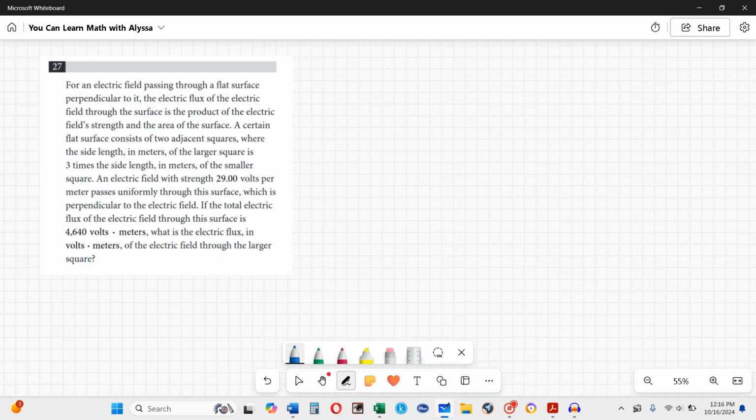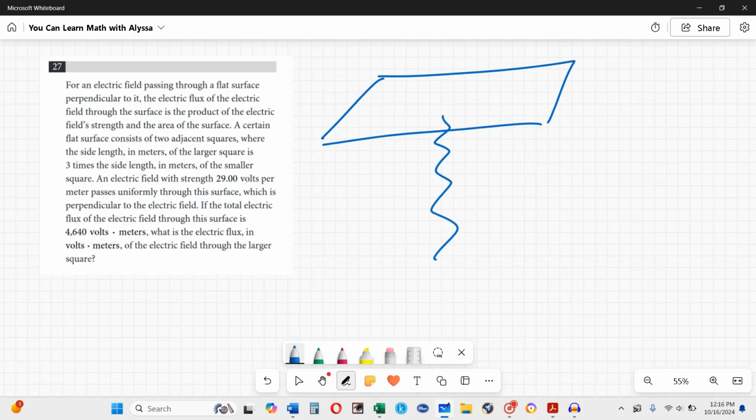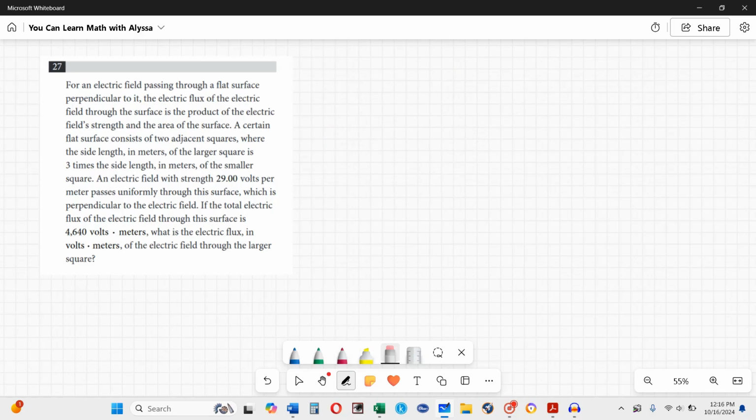Okay. There's a couple different ways to do this. Okay? There's a shortcut way, and then there is a longer way. I'm going to show you both. All right, so the initial idea is we have this flat surface, we have an electric field passing through, and it's passing through at a right angle. Okay, and we are given a formula in here.